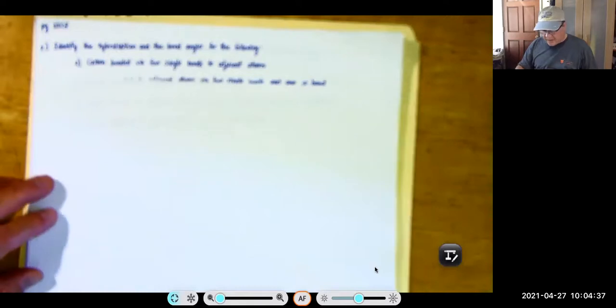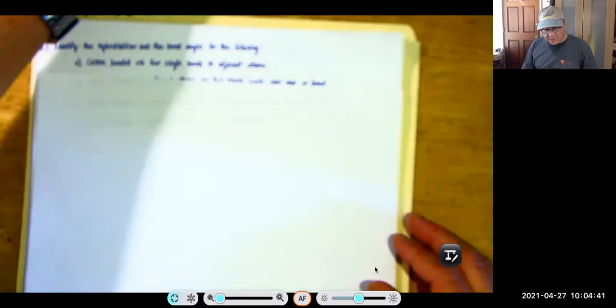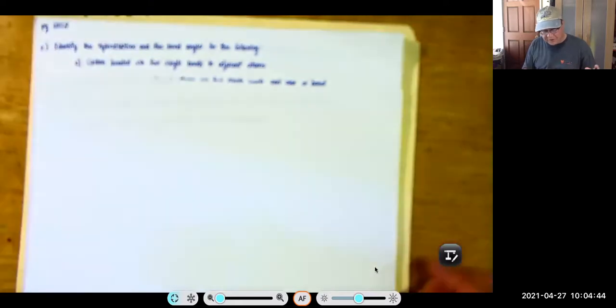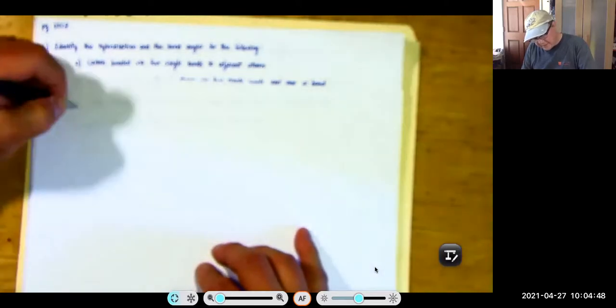Okay, this is kind of a review of what we were doing in other chapters. Identify the hybridization and the bond angles for the following. A: carbon bonded via 4 single bonds to adjacent atoms.